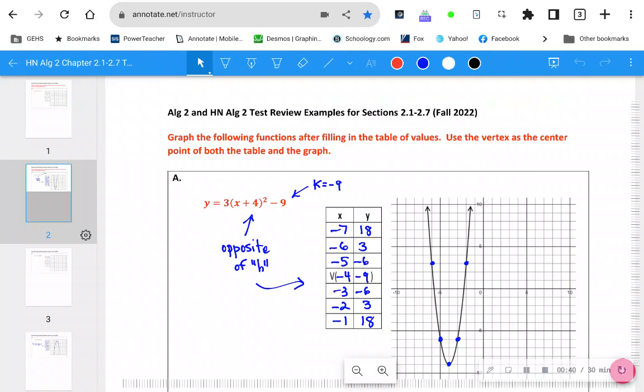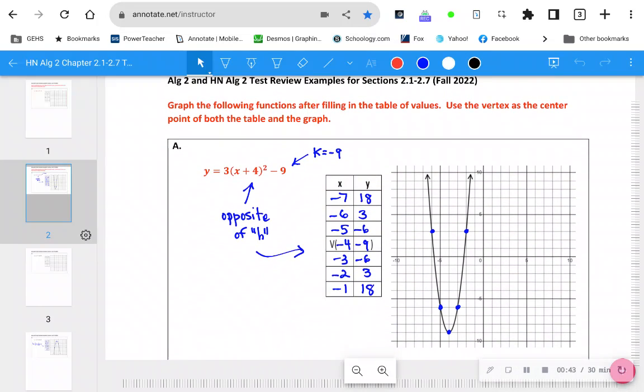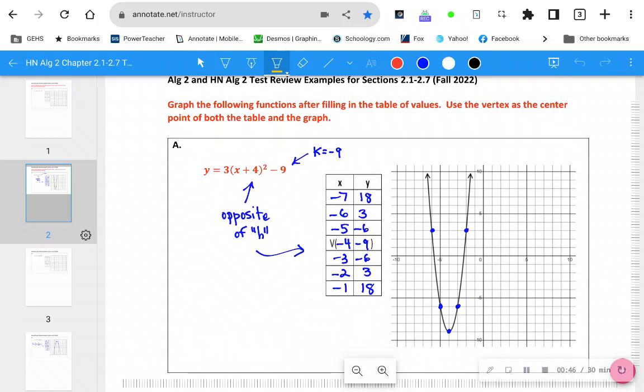Okay, so here's a solution to example A. What I've got here is an equation in vertex form. So if you know vertex form, you know that that's the opposite of h. So I used -4 for h. Then you pick 3 x values to the right and 3 to the left of that center value. The k value, by the way, is at the back, so you can see I just plugged that in.